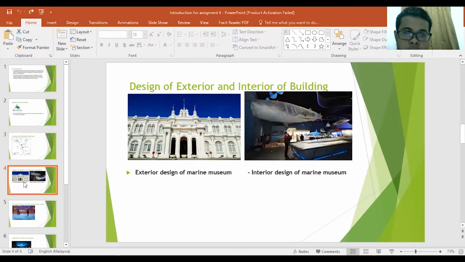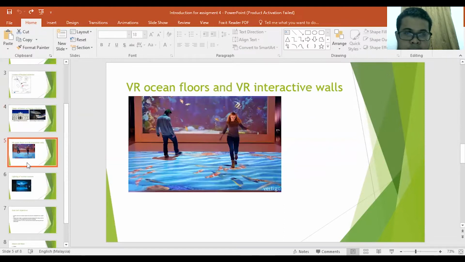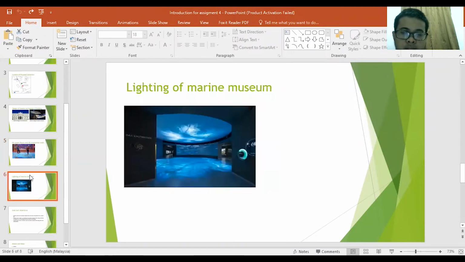Next slide is the design of the interactive and integrated board. The picture shows the interactive design of the museum. Next slide is the picture of the VR ocean floor and the VR interactive wall. Next slide is the picture of the lighting of the marine museum.